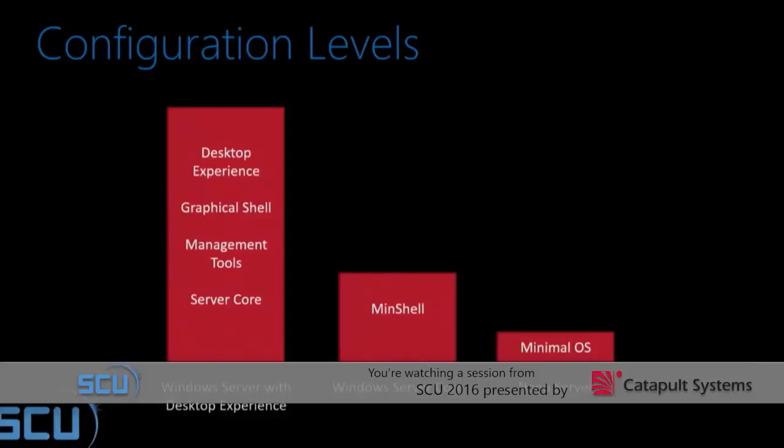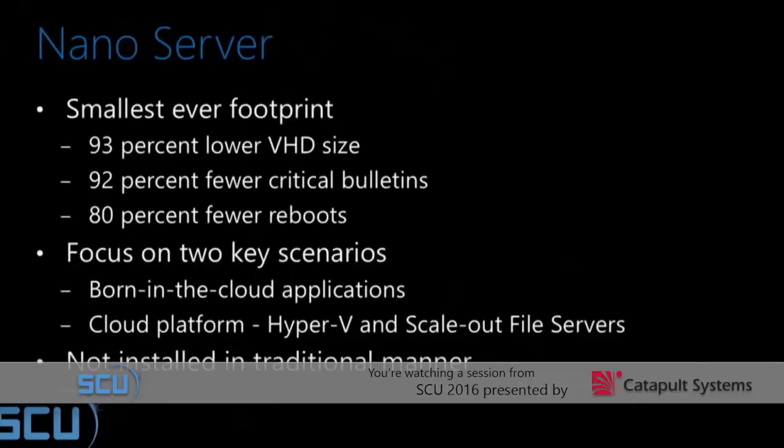Less patches, less reboots. And then for these built-in-the-cloud applications, for these hypervisors, for scale-out file servers, I'm going to use Nano Server. And what Nano Server is, it is the smallest ever footprint of Windows Server. So it's a 93% smaller VHD size. 92% fewer critical bulletins would apply to it. 80% less reboots. And it's really focused on 2 key scenarios. These born in the cloud, these new applications, and the cloud platform itself. Think Hyper-V servers, think these scale-out file servers.